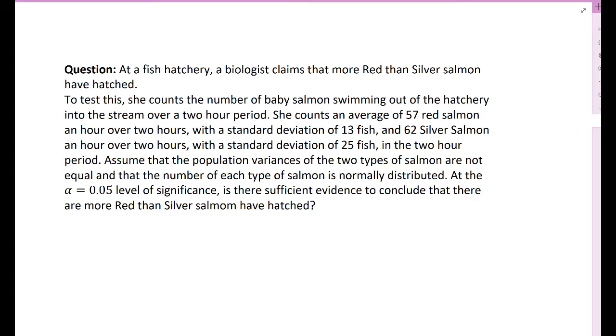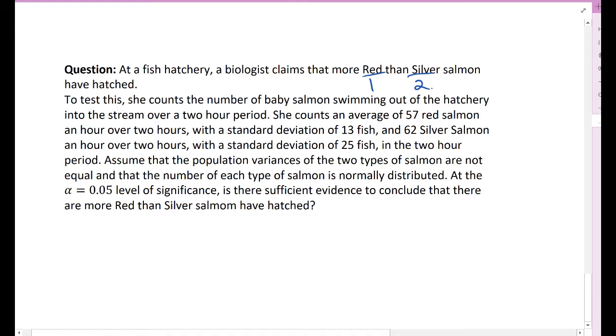So once again, a lot to unpack here. But let's start with our hypothesis. It's always a great place to start. It's the place you have to start. So we're going to let the red salmon be represented by subscript 1, and silver by subscript 2.